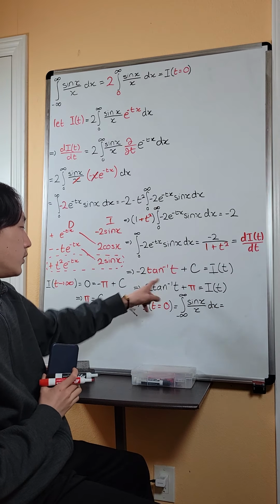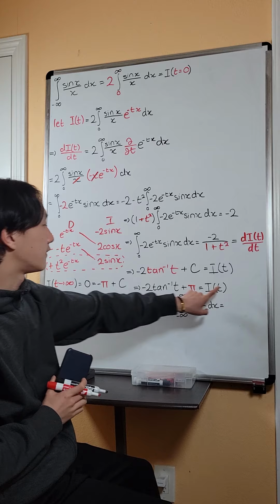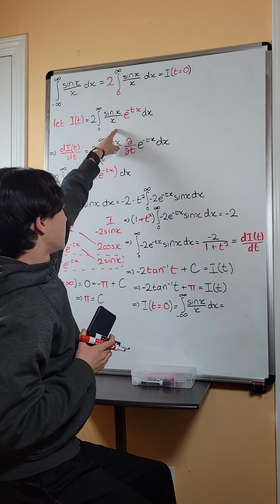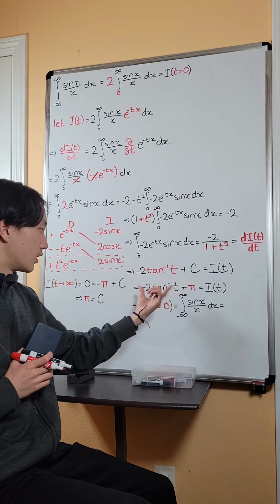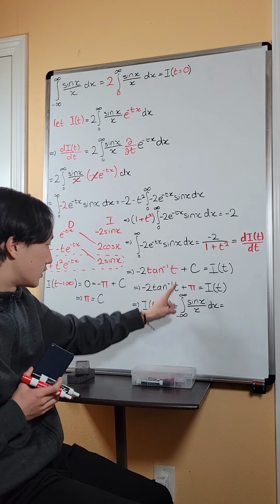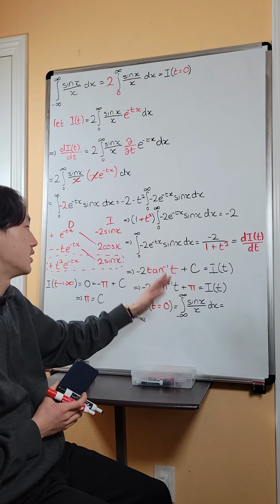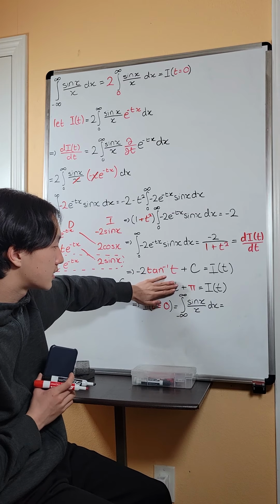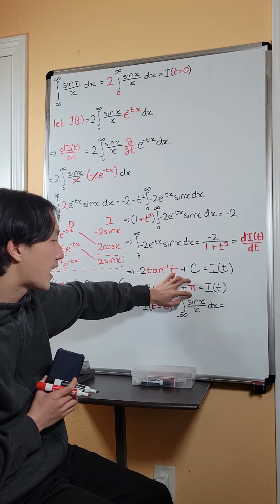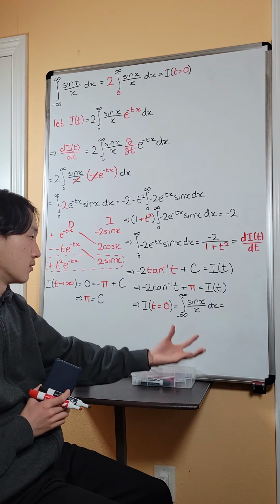Alright, but we also know that I of t is not just equal to this, it's also equal to this right here. So we have to plug in a 0 for t here. Inverse tangent of 0 is just 0, and negative 2 times 0 is 0. What are you left with? This goes away, right? All you're left with is this pi right here. So I of 0 is just pi.